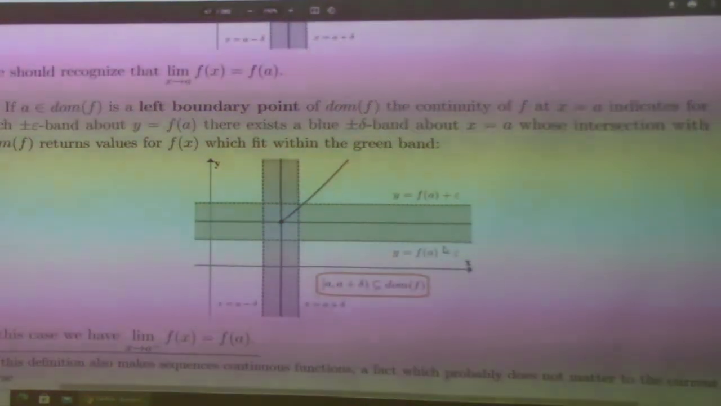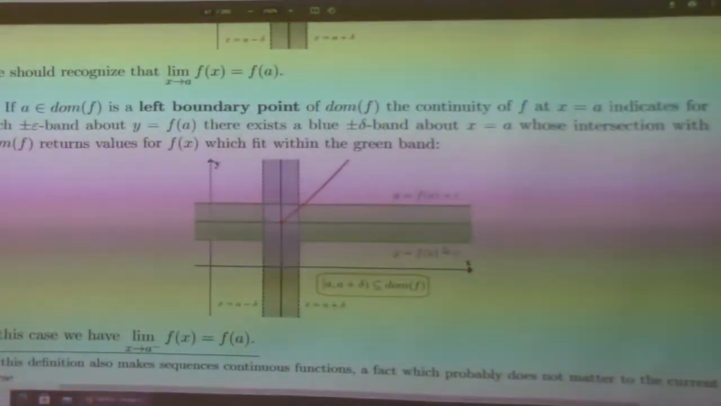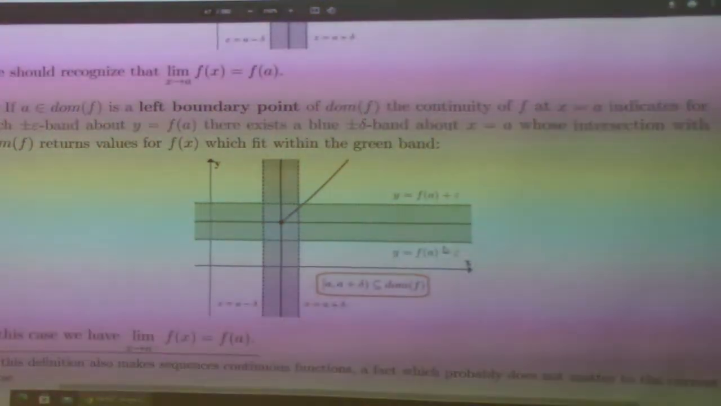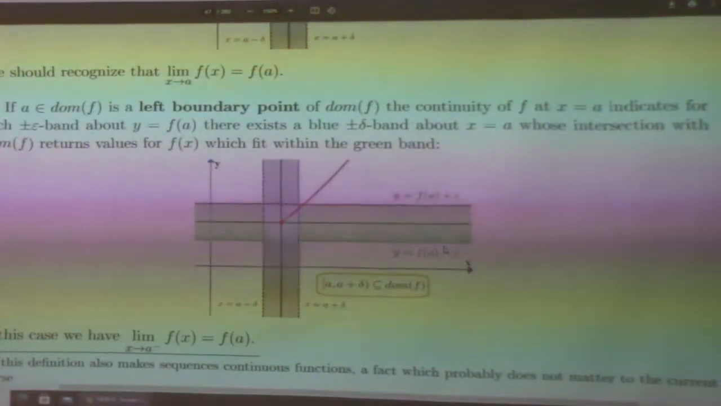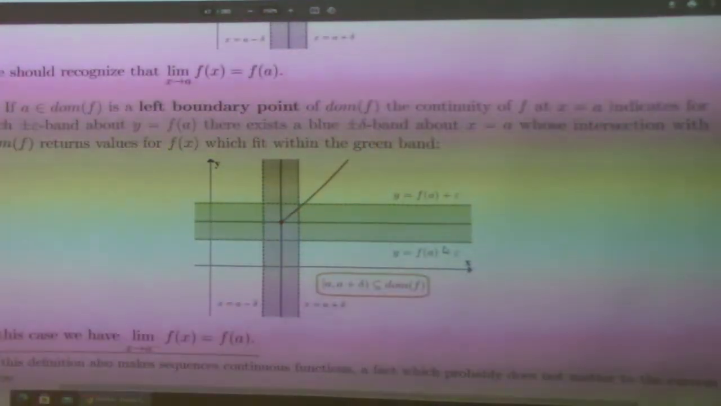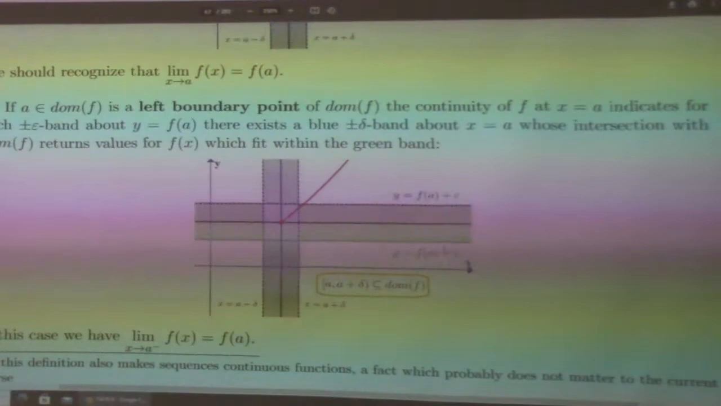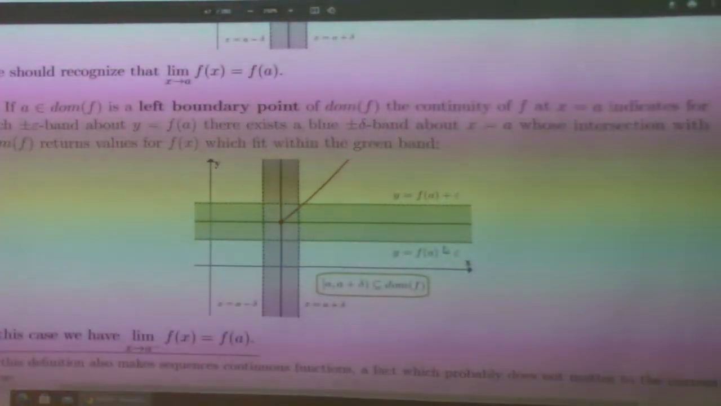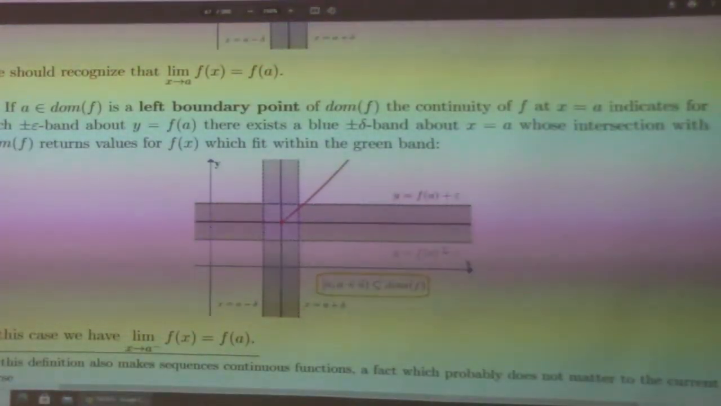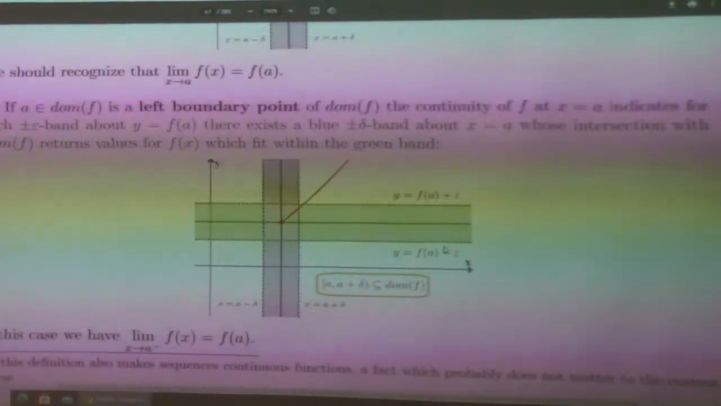For example, I mentioned in the previous class, the limit as x goes to 0 from the right of the square root of x is the square root of 0, which is 0, right? This describes continuity of the square root function at its left boundary point, which is here, right?